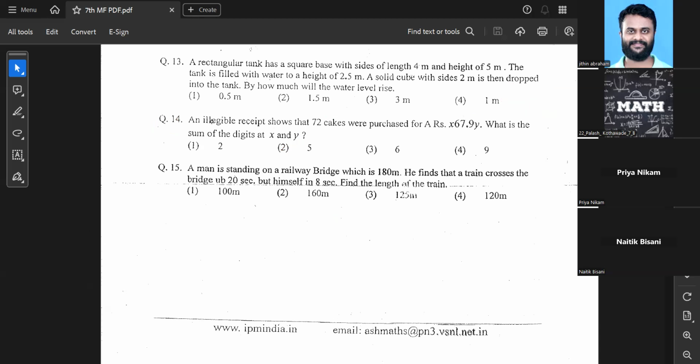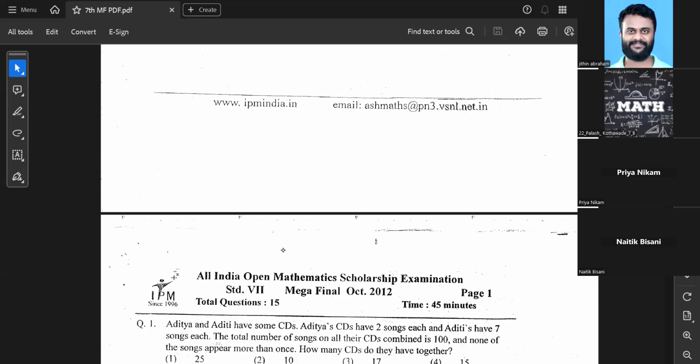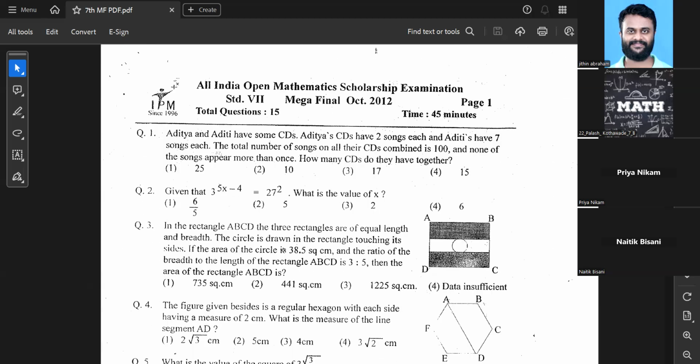Anyway, proceeding further, 13th and 14th were your doubts. I believe there is no doubt in the 15th, I'm assuming. Now 2012's paper, Sir, question number 1.